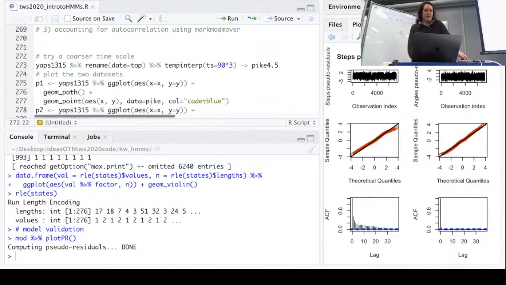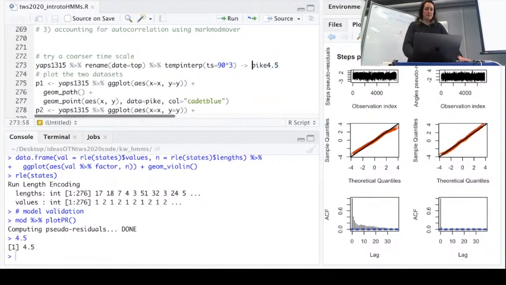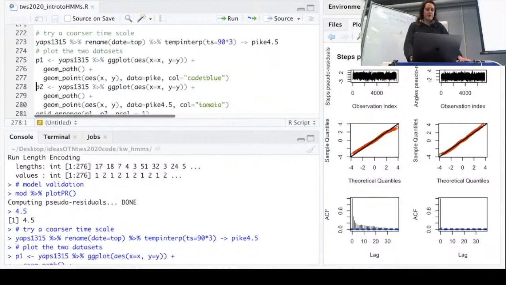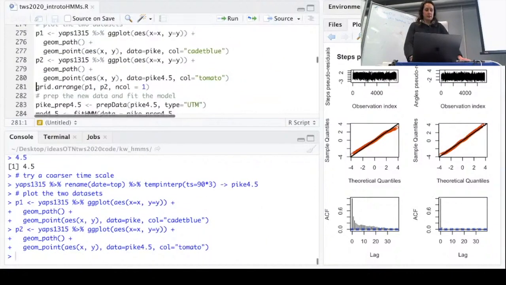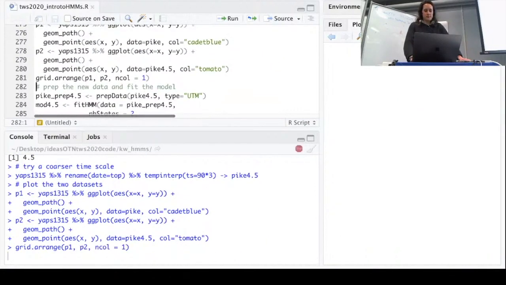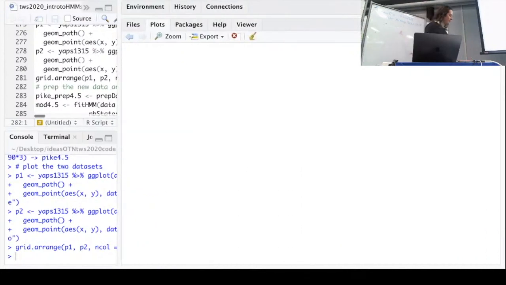So the first thing we can do is try that coarser timescale. Here I'm just multiplying my time step, which was 90 seconds, by 3, and I'm calling it pike 4.5, 4.5 minutes. Nope, that's not what I wanted to do. There we go. Plot the two data sets. So here I'm just plotting the different interpolated data sets.